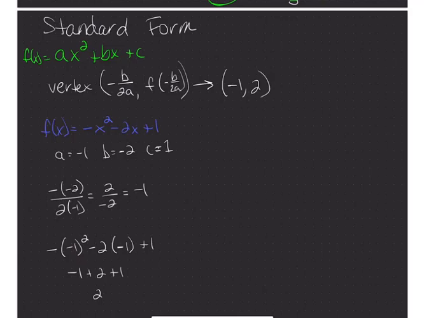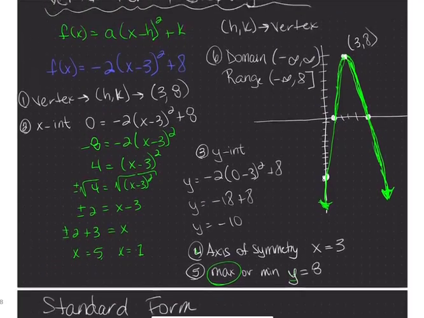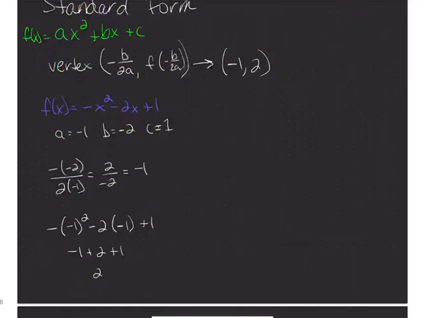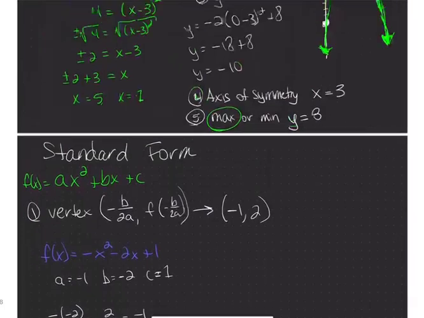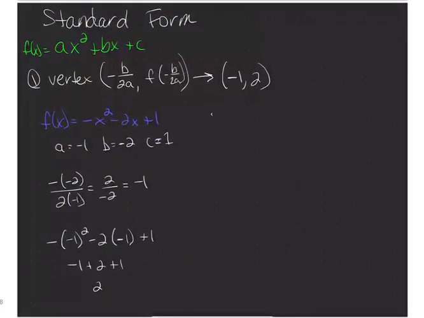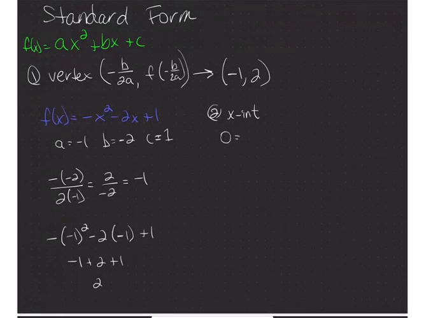So now that I know my vertex, I can go right back and do all of this stuff with my equation, right? I have my vertex. So that was number 1. Number 2 was finding the x-intercept. So to figure out the x-intercept, y is going to equal 0. So we would have 0 equals negative x squared minus 2x plus 1.